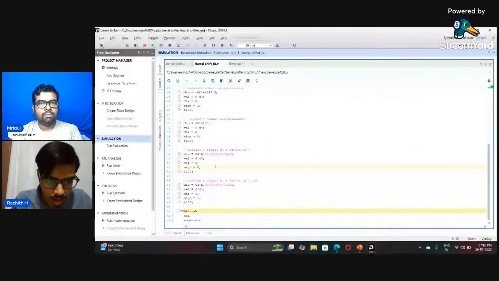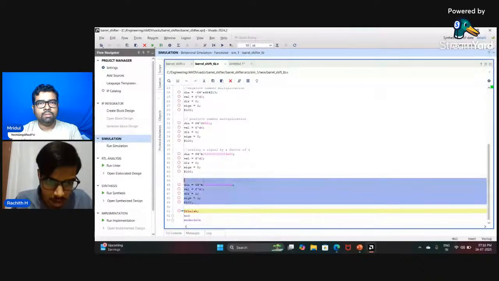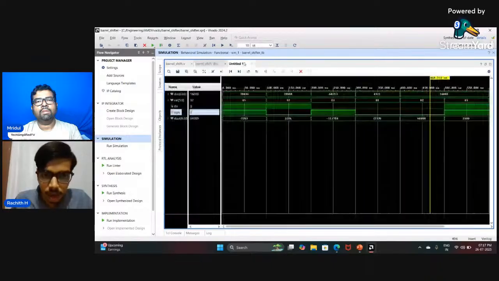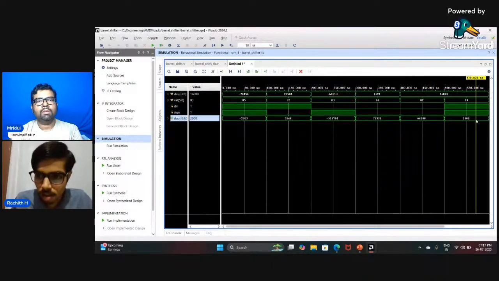And for the next test case, we have scaling a signal by a factor of 0.125. So this is the same signal value as chosen previously here. But the thing is, we'll be scaling it by a factor of 0.125. So it's like division with 2 power 3, where direction is 1, indicating right shift, and sign bit is 1, indicating we have to consider the MSB bit. And the output happens to be like this.